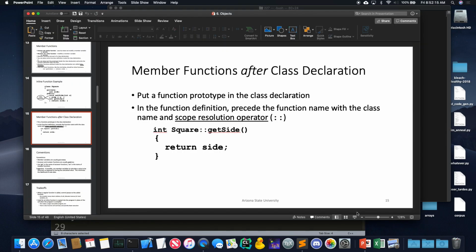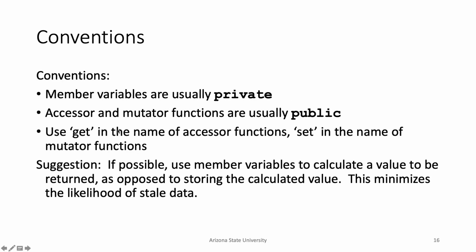Okay, so let's see. What else we got? I think I've talked about most of this. Variables are usually private. Functions are usually public. Sometimes it makes sense to only be able to read a value and never set it. Or, for example, what if we had a version number on our circle class? We had a 1.0 version, 1.1 version, whatever. Would it make sense for someone else to set that value to something? No. So in that case, we wouldn't even make a mutator function.